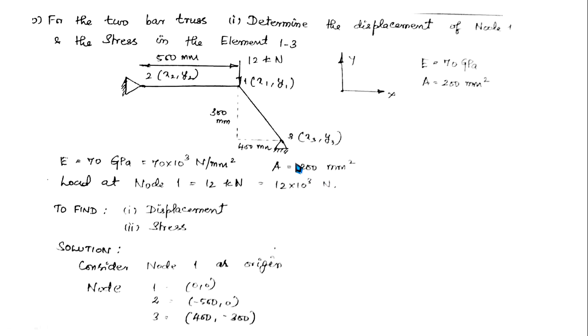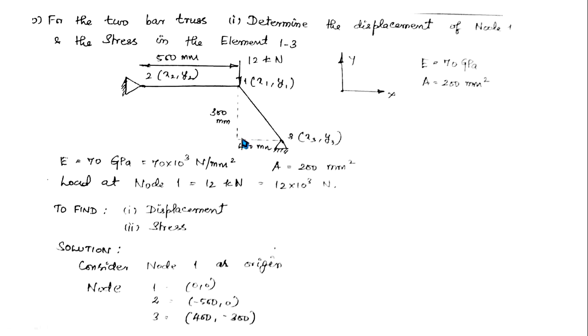Before starting the truss, you have to formulate the coordinates of all the nodes. In this problem, we have 3 nodes: node 1, node 2 and node 3. Take any one node as an origin. For this problem, I am taking node 1 as origin, so this is 0, 0. This is the y-axis, this is the x-axis. The right side of this origin will be positive x, the left side will be negative x. Above the origin will be positive y, and below it will be negative y.